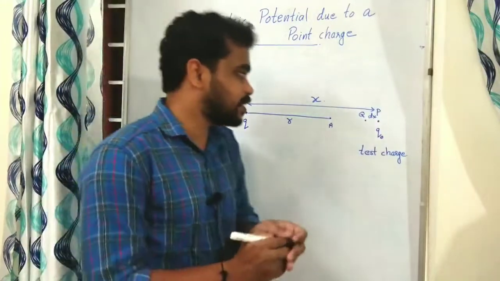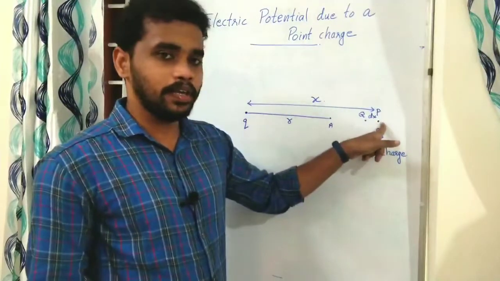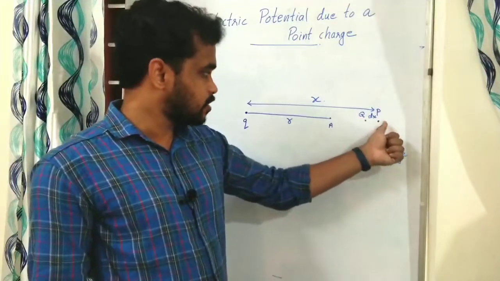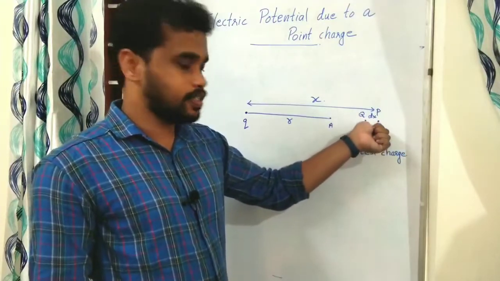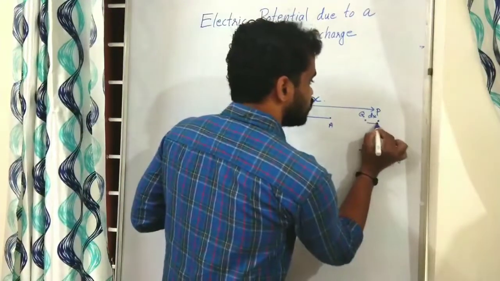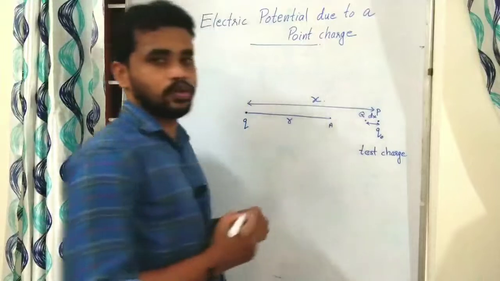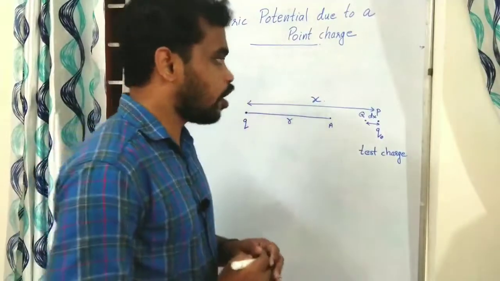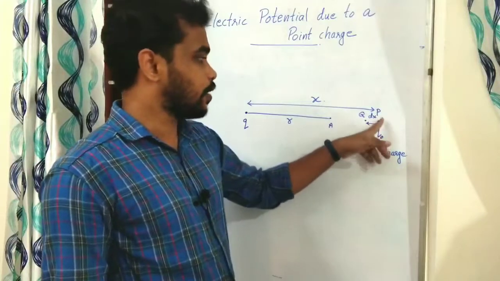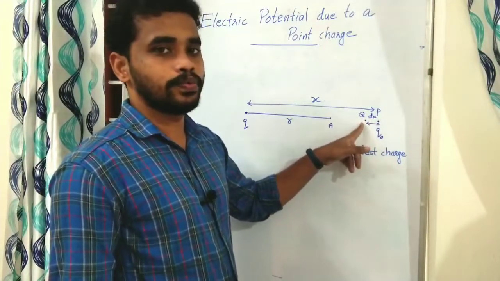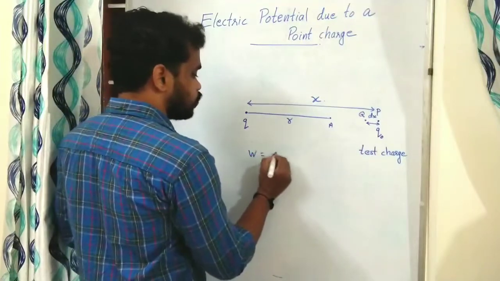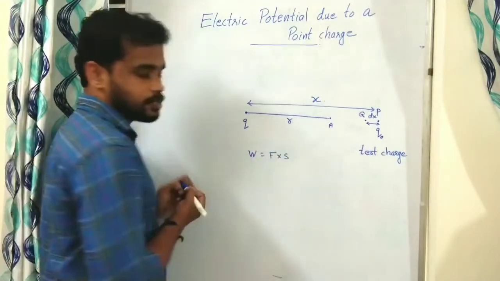Once more, initially the test charge Q0 is at P. After applying some force, I move this charge to another point, known as Q. The distance covered by the charge is a very small distance dx. Then I am going to find how much work has to be done to move the Q0 charge from P to Q. For that, you know that work done W is equal to force into displacement.